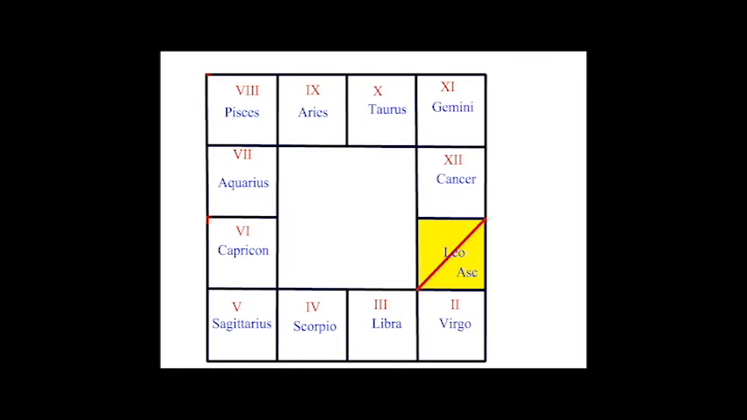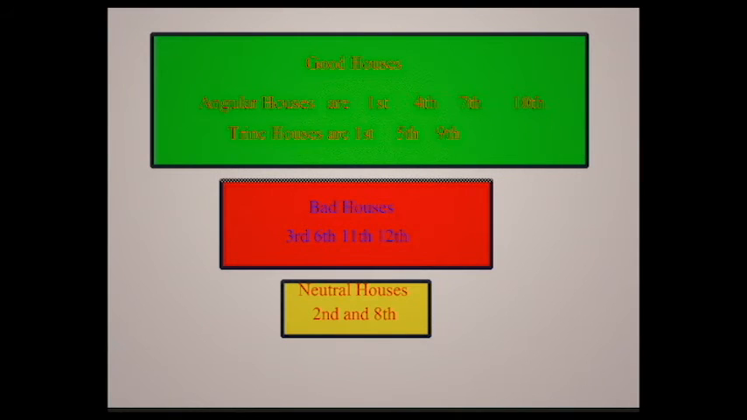Now we will talk about the significance of these houses. Each house represents a lot of factors in a person's life. For easy understanding, we will see one primary factor indicated by each house. If you memorize these factors, it will be easy to study further about these houses in future. Houses are classified as good, bad, and neutral.